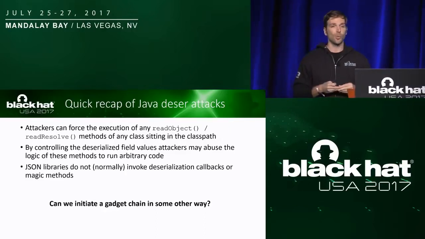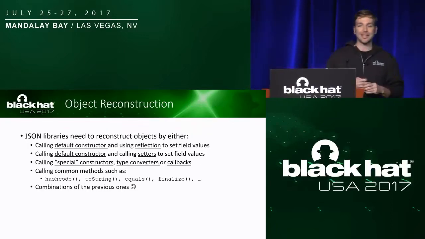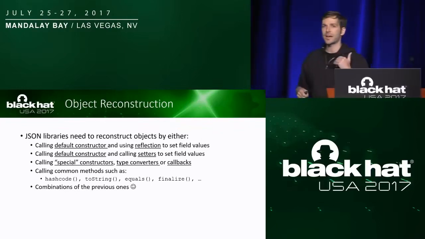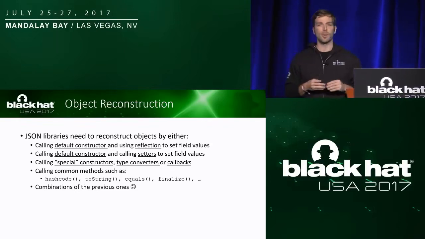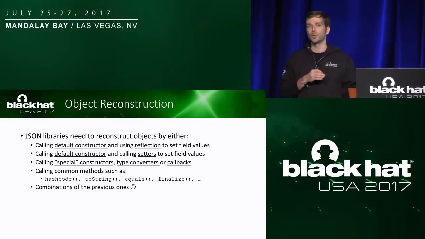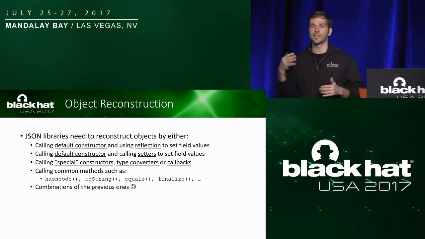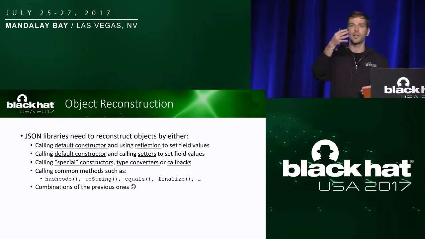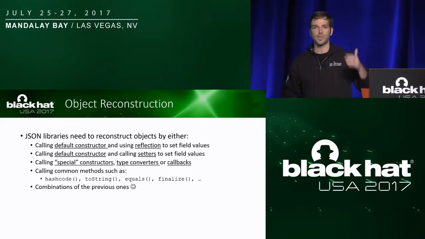deserialization callbacks, so we need to start these gadget chains in a different way. So let's see how these JSON libraries reconstruct the objects when deserializing, and see if we can take advantage of some of these methods in order to start our gadget chain. It depends on the library because every library is different from the others, but normally they will invoke the default constructor, which is not very useful for attackers because it takes no parameters, and then they will use either reflection or calls to setters in order to set the values of the fields or properties of the class. Some of the libraries will invoke some deserialization callbacks or special constructors.